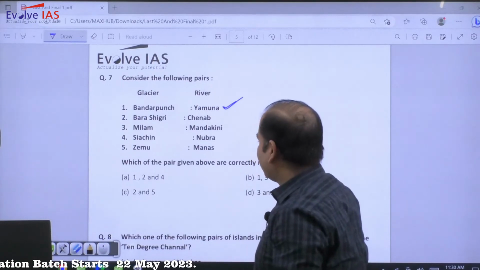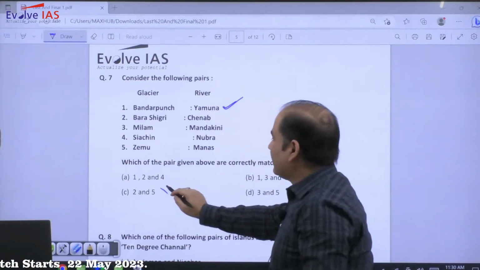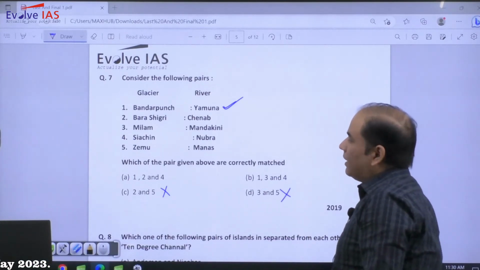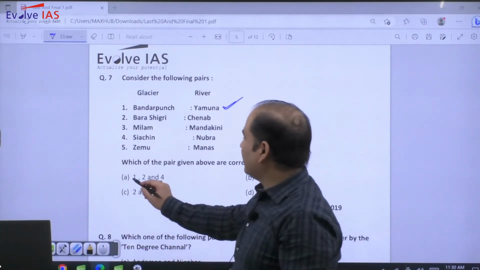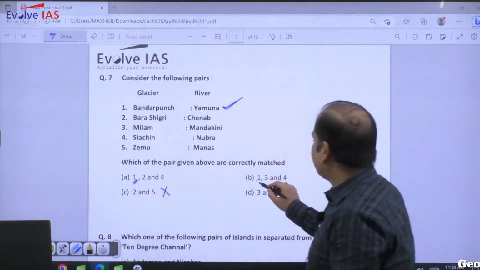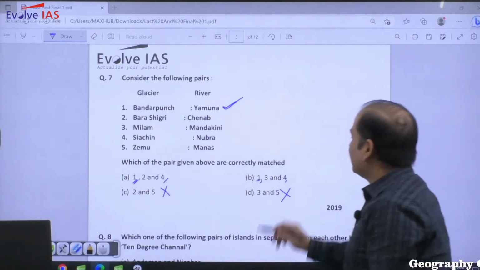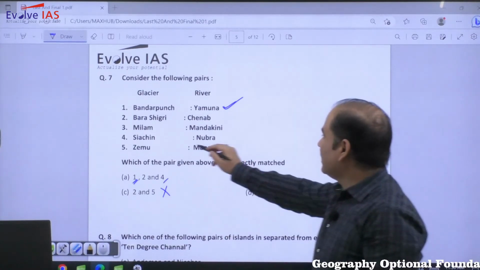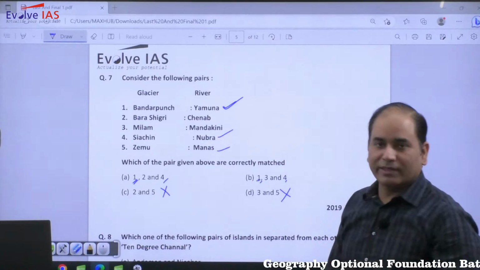So 1 is correct. So if 1 is correct, so outrightly C and D are incorrect. Now from here, very interesting thing you can see, 1 is there, 1 is there, 4 is there, 4 is there. So that you need not even check, Siachen Nubra, so that is obviously correct.